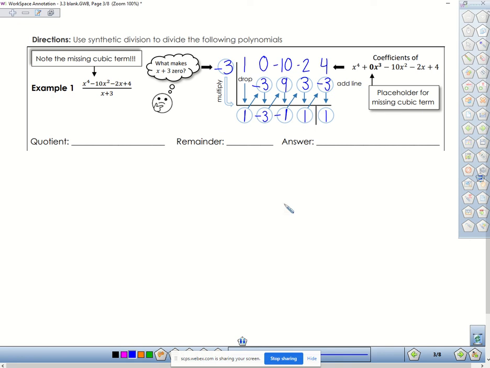So was everybody able to follow the process we did there? And we'll do another practice problem so you can get the hang of it. So now I want to talk about what all these numbers mean. The one all the way to the right that you get, the result, that's always your remainder. The one furthest to the right is always your remainder.